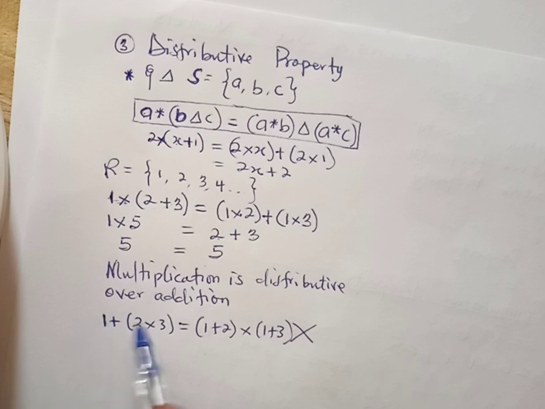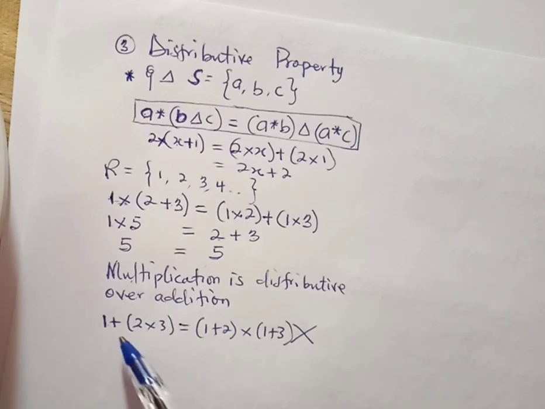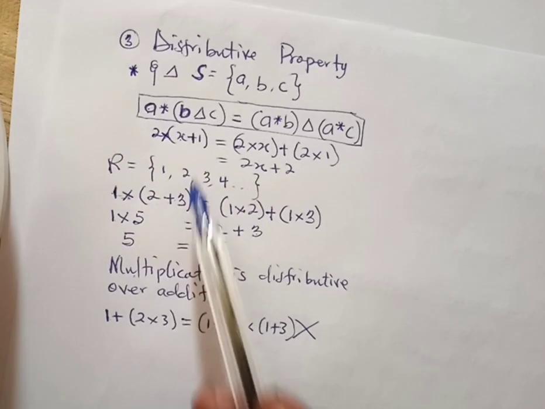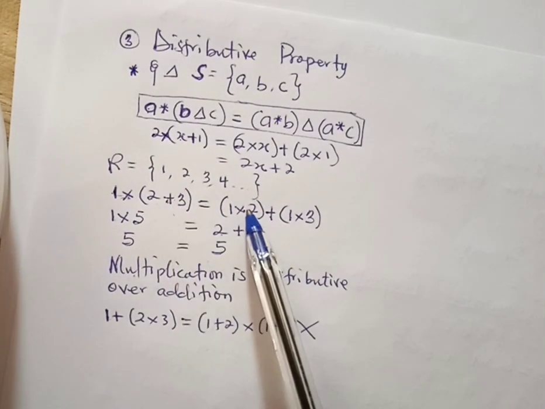So this concludes that addition cannot be distributive over multiplication. So always for distributive property, when it comes to the four basic operations, it is only multiplication which is distributive over either addition or subtraction. Because if I should change this to subtraction, definitely I'm going to get that.